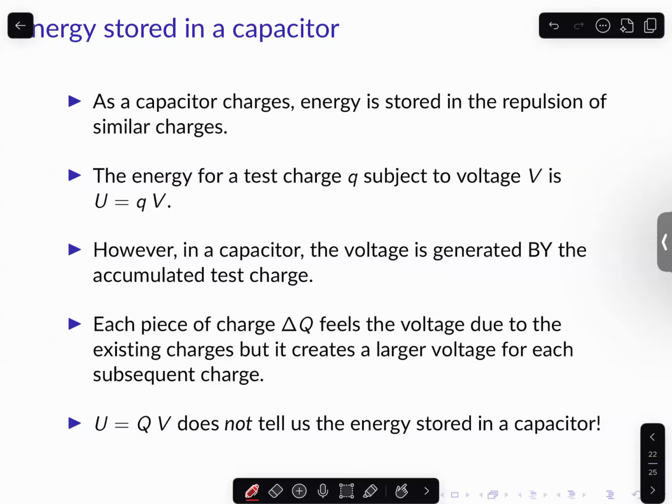Every bit of charge that flows on feels the voltage due to the pre-existing charges, and then that bit of charge increases the voltage for the next charge. It is harder and harder to pump the capacitor up. The more voltage is on it, the more charge that's on it, the harder it is to push additional charges. So, if I just multiply total times total, I will not get the actual energy stored in the capacitor.